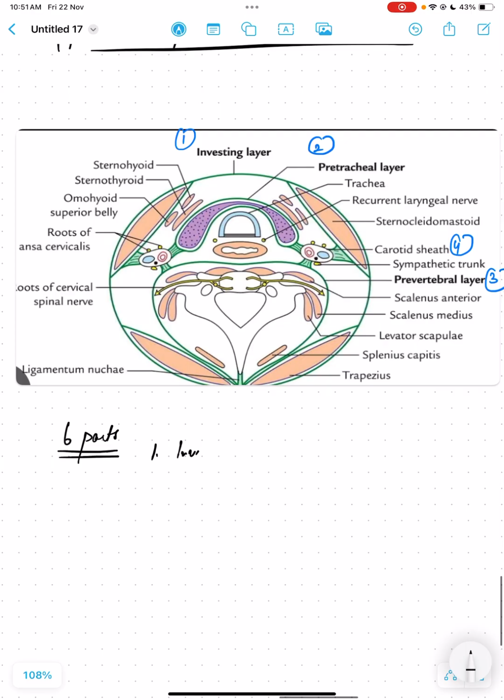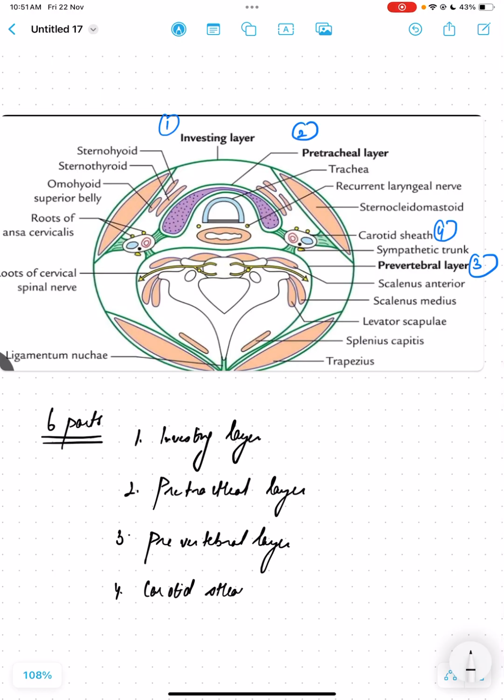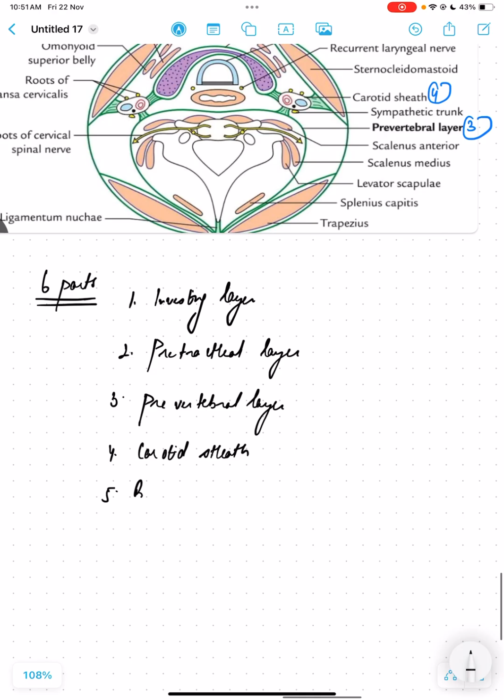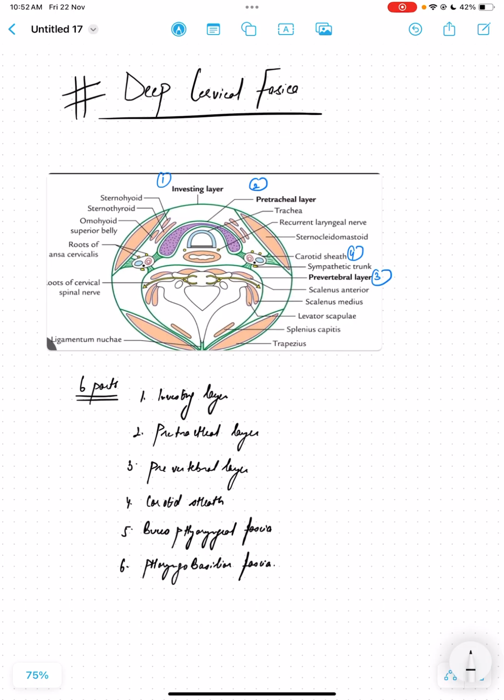First part is our investing layer. That is the outermost layer that binds all of them. Then we have the pretracheal layer. Then we have the prevertebral layer. Then we have the fourth layer that is called the carotid sheath. Then we have buccopharyngeal fascia. Then we have pharyngobasilar fascia. Okay, so these are the six parts of deep cervical fascia.